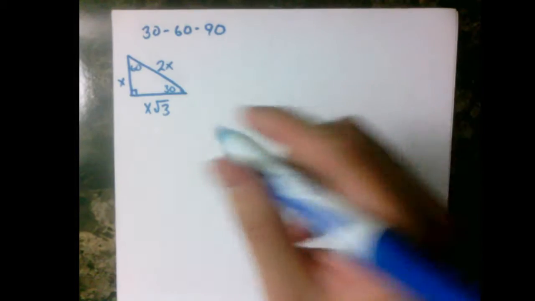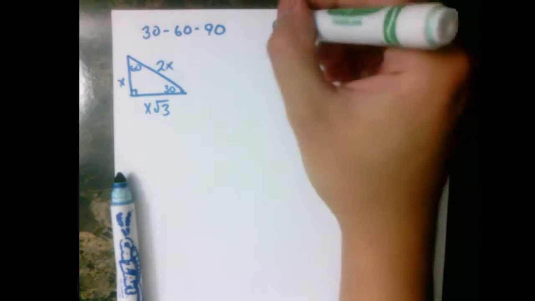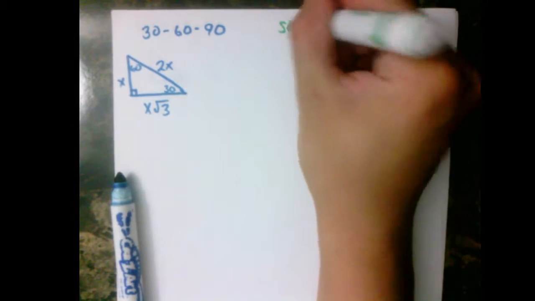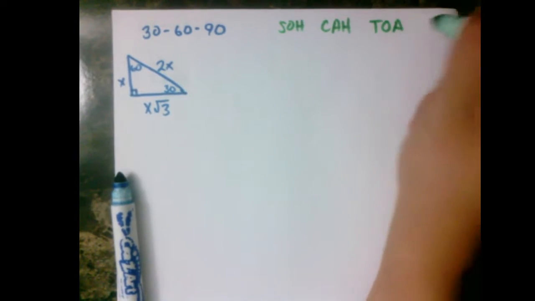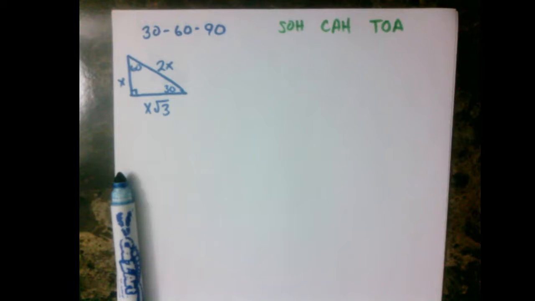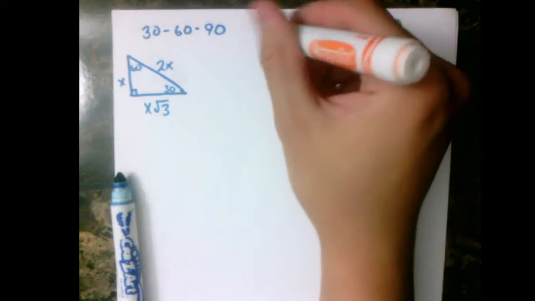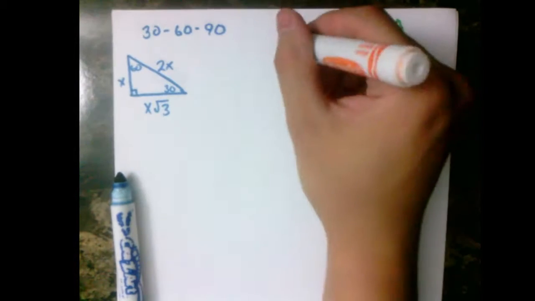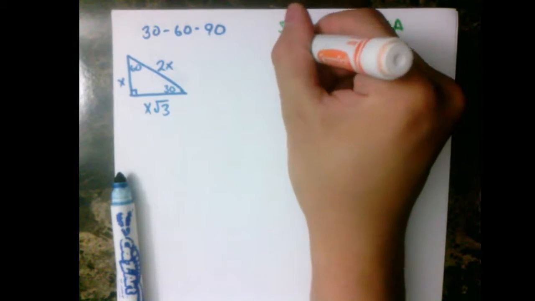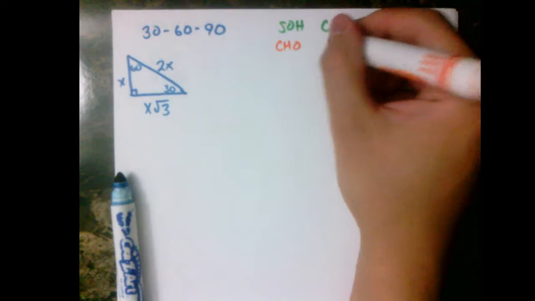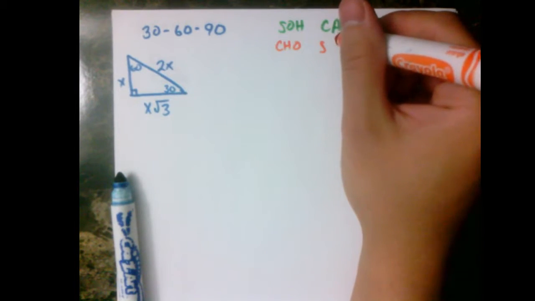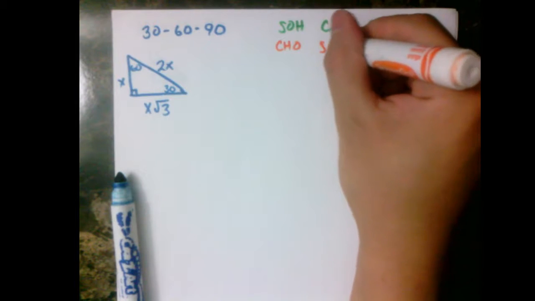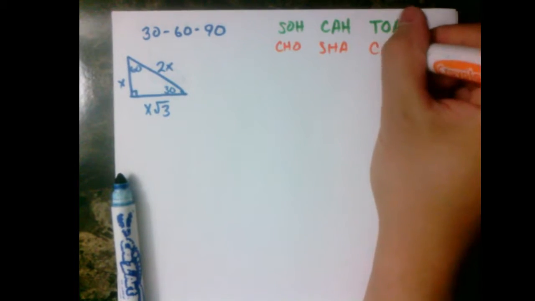Remember, we are basing it off of our SOHCAHTOA. And I told you, you don't really need to learn the second one, the CHO SHA CAO. Let me get my orange marker. I'm going to put this down here, but we're not actually going to use it. CHO, SHA, CAO. There we go. Sorry about that.